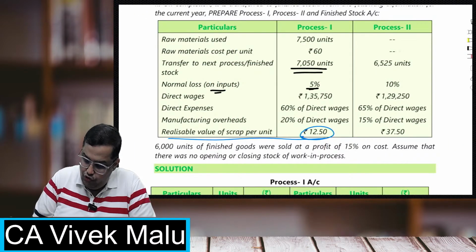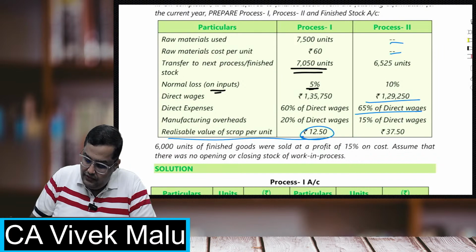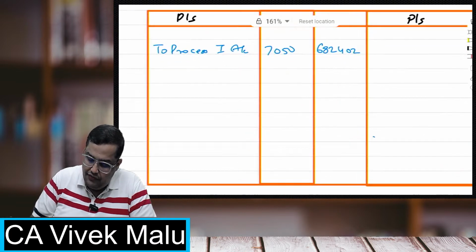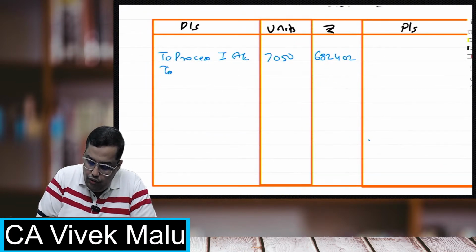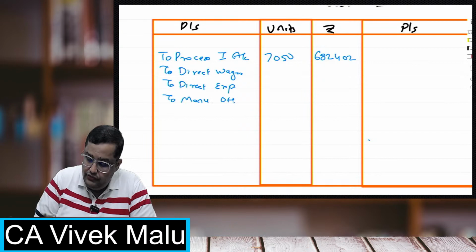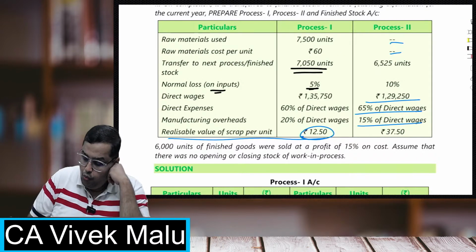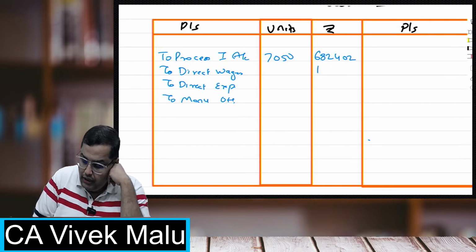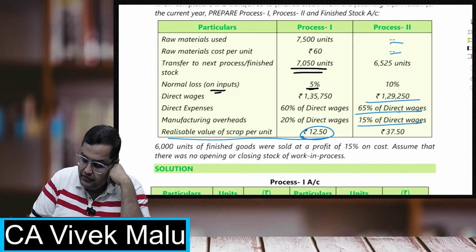In process 2, there is no material used, but there are some wages, some direct expenses and some manufacturing overhead. So I'll write it quickly. To direct wages, to direct expenses, to manufacturing overheads. So 129250, and 65% of 129250 is the direct expenses.